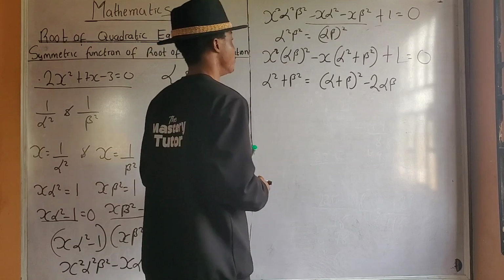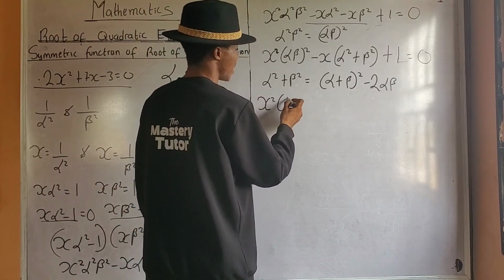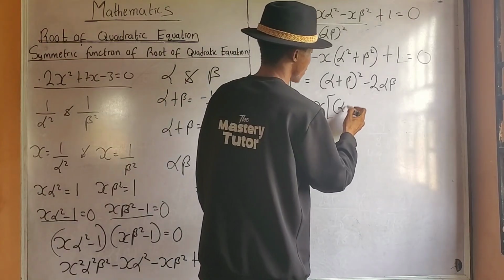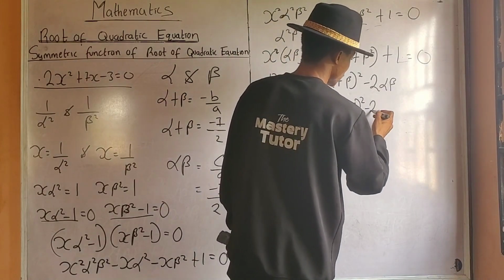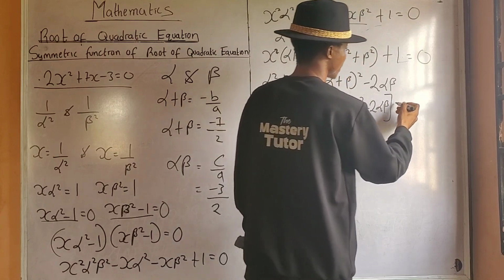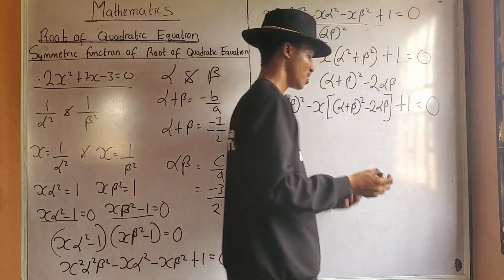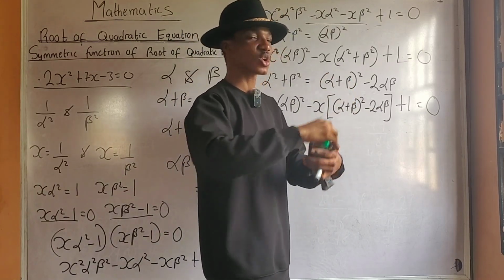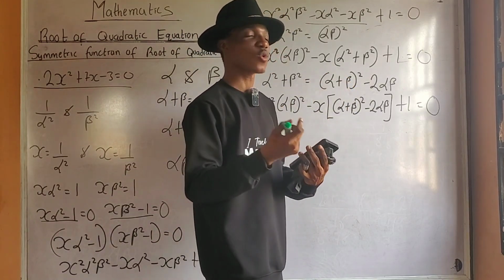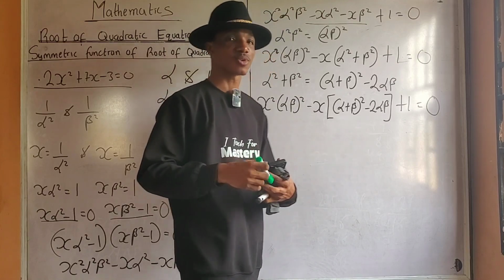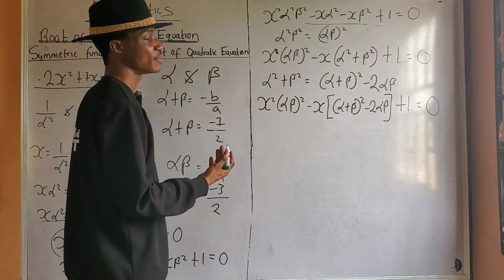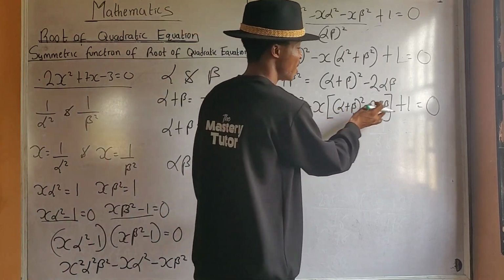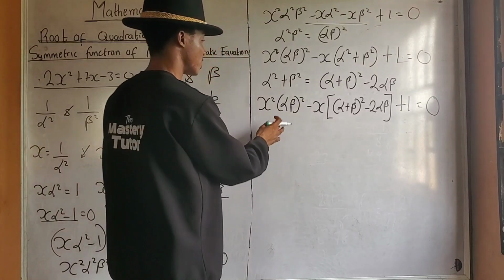So the equation becomes x squared alpha beta squared minus x, open a big bracket, (alpha plus beta) raised to the power of 2 minus 2 alpha beta, close the big bracket, plus 1 equals to 0. Do you know why I need to express the sum of the square of alpha and that of beta as this? It is simply because I want to substitute the sum and the product of the roots. Okay, as you can see, we have the product here, we have the sum here, we have the product here, so it is easier to simplify this now.